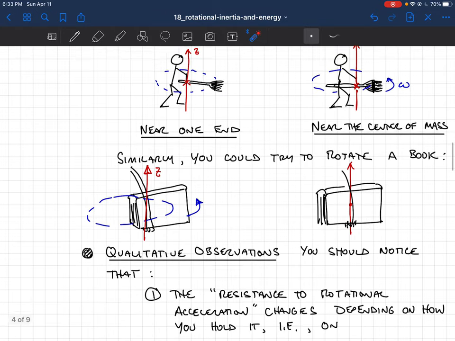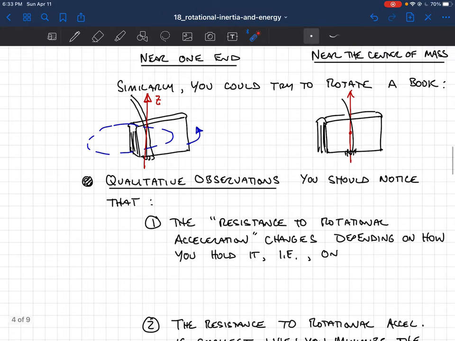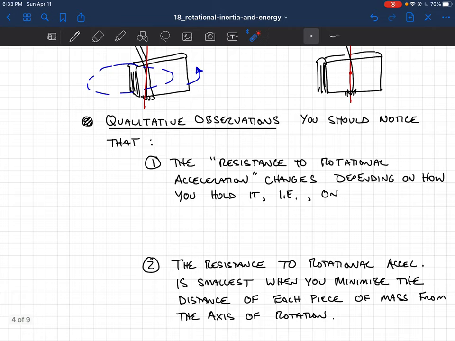So now that you've done that experiment, let's talk about what you observed, or what I hope that you observed. I think that there are two things that you should notice. One is that the resistance to the rotational acceleration is different between those two cases, that it changes depending on where you hold it and depending on where the axis of rotation is.